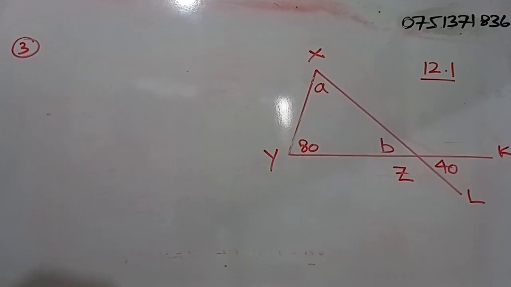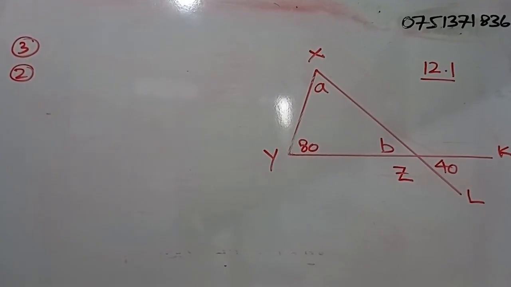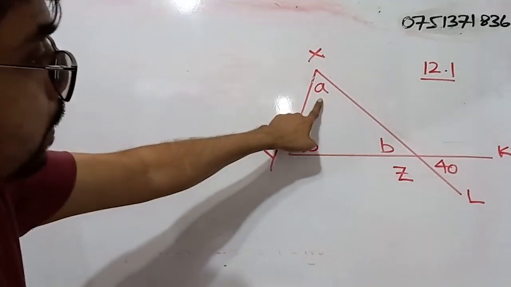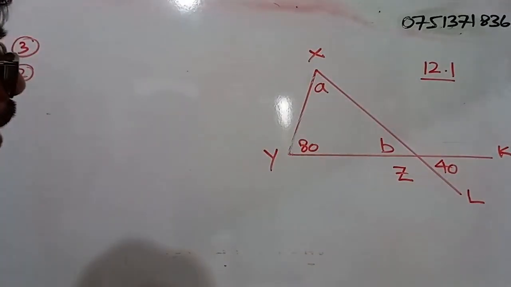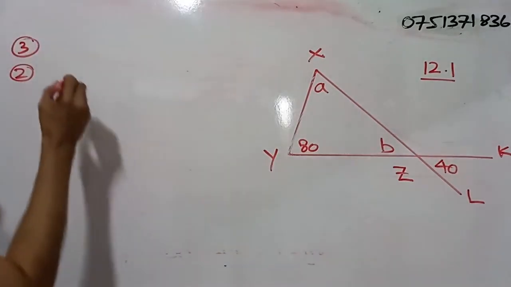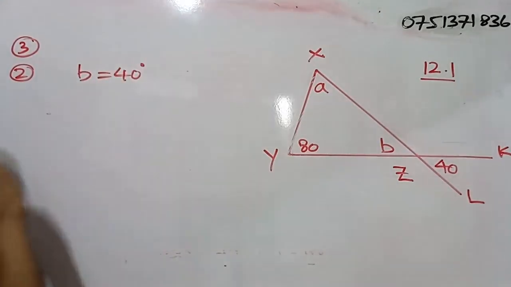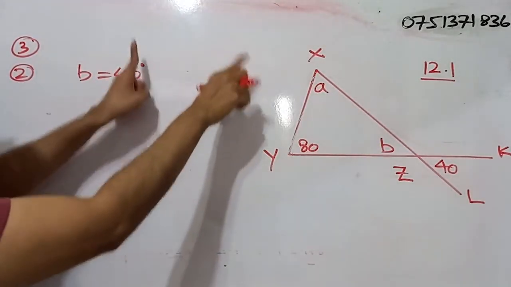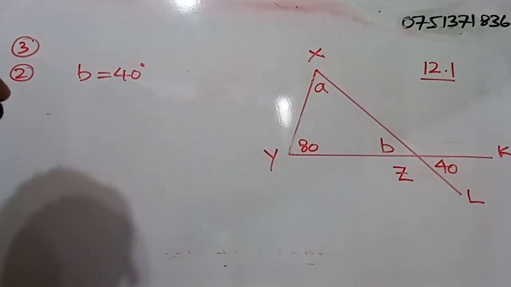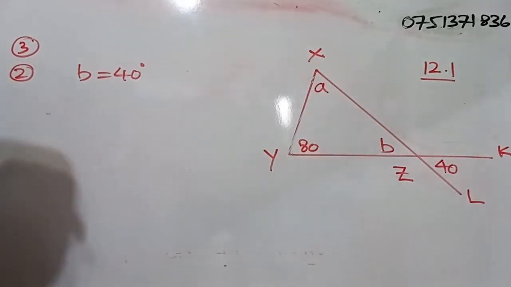Right. So in this diagram, so this is part 2, question number 3, part 2. So in this diagram, we need to calculate the values of angle A and angle B. Right. So straight off the bat, we know angle B is what? 40 degrees. Why? You have to write the reason. Vertically opposite angles. Okay. So now we just have to calculate A.